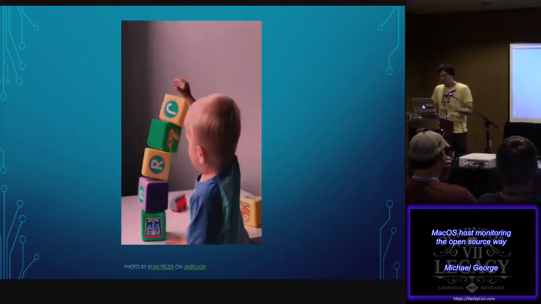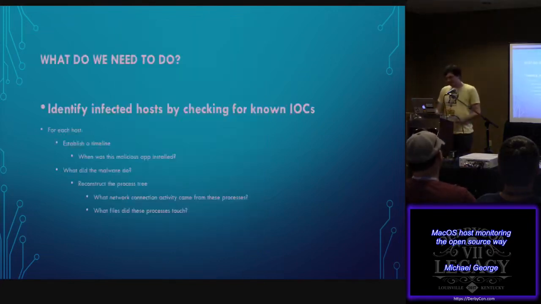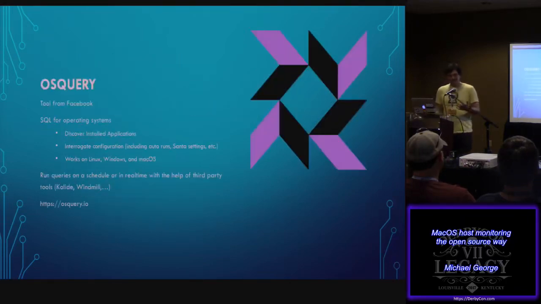So, what do we do when no one wants to solve the problem that we want solved? Well, we're hackers, we build it. That's what we do. So, let's go back to the things that we need to do. We need to be able to identify infected hosts in our network by checking for known IOCs. So we're going to query the fleet. There's this nice tool called OS Query, developed by Facebook. It's basically SQL for the operating system.